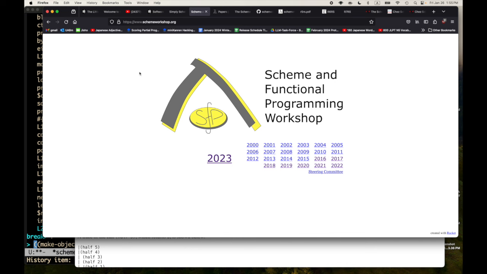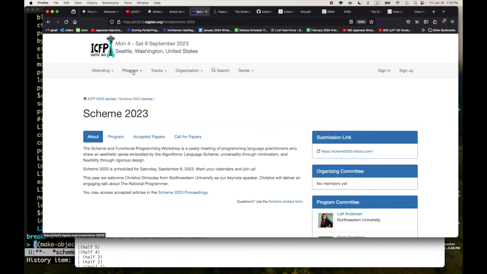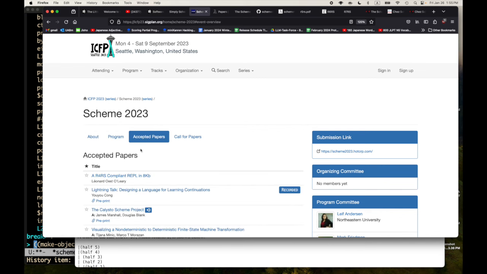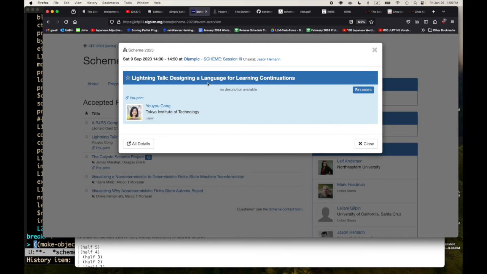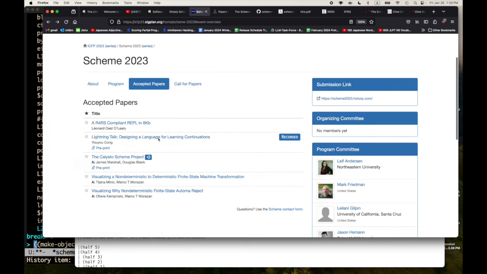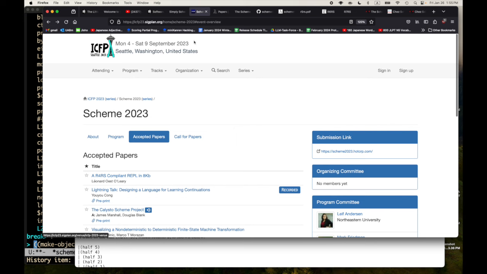There are also a bunch of papers that you can find on Scheme. There's a Scheme and Functional Programming workshop. It's been held for a number of years, since 2000. Hopefully there'll be a 2024 one happening soon. I'm on the steering committee for this workshop and I've organized it several times. If you look at one of these workshops, like from last year, you can find the program and the accepted papers. Here's a preprint, and this is a recorded talk on designing a language for learning continuations. You can find the video online. Lots of good resources there.